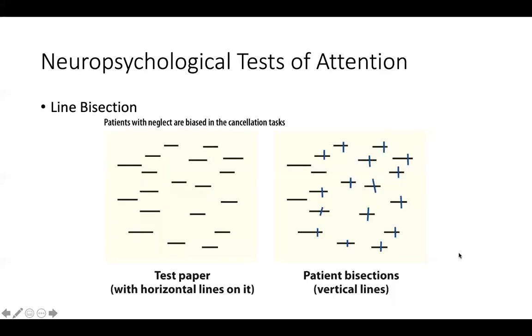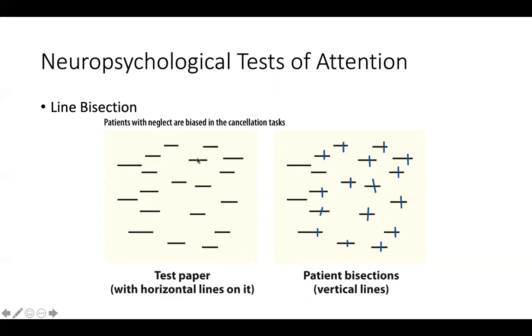So here's another example. This is a task which is used to determine who has neglect, that is attentional neglect. Your job would be, you would see lines like this on a piece of paper, and your job as the participant is to bisect them. Bisect means to draw a vertical line through the middle of the line, as much through the middle of the line as you possibly can.